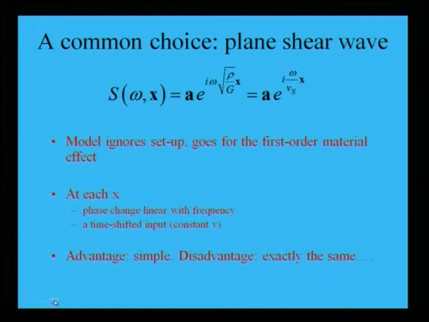A common choice is your plain simple shear wave. Let us start with a common choice. Simple shear wave, you can incorporate it in the form of omega and x. This is your phase transfer, and x is your geometry parameter. If this is my simple model, then what will happen? The model ignores the setup completely. It means a very simple, common choice, a plain shear wave, and the model ignores the setup and goes for the first order material effect.